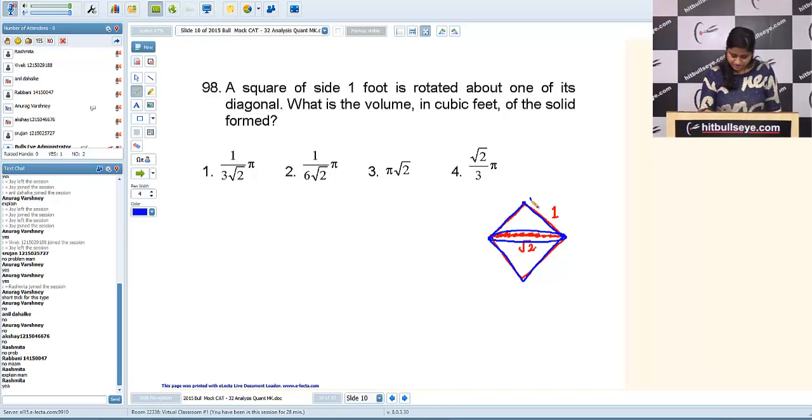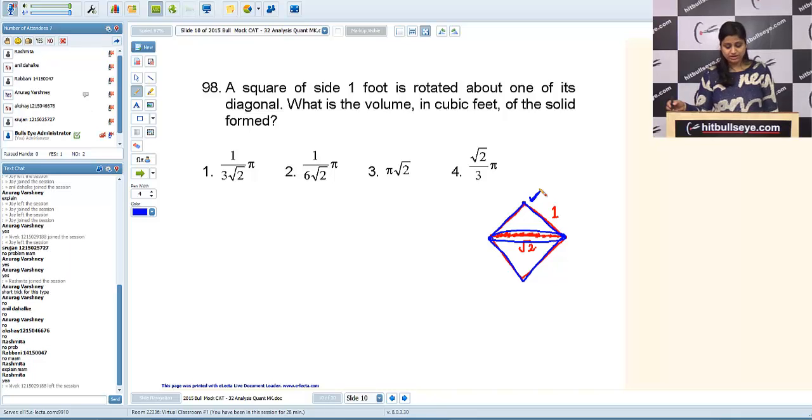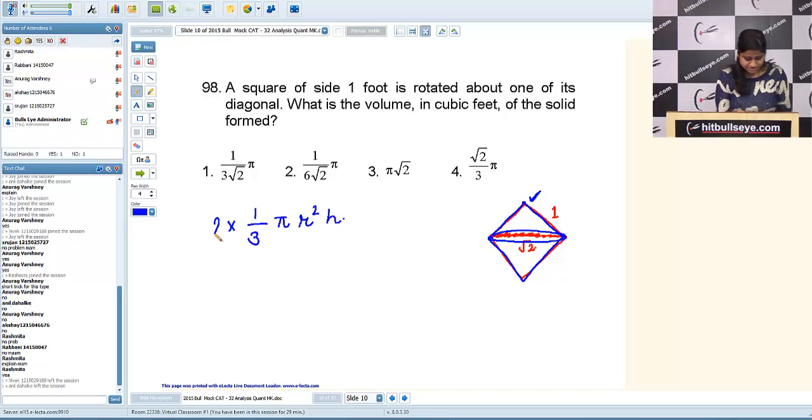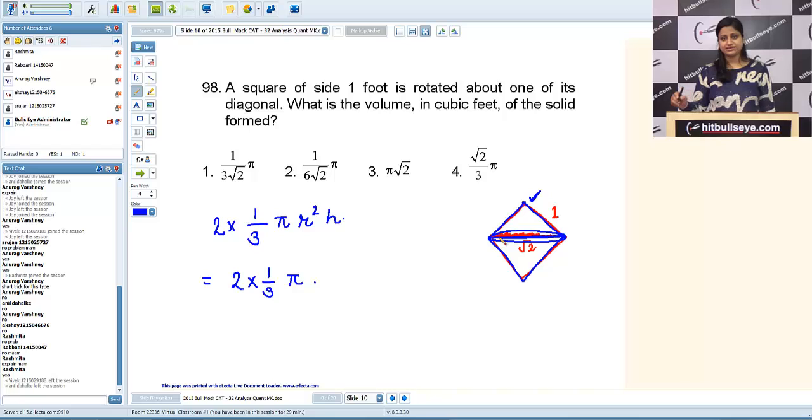Obviously these two cones will be identical. I'm taking the upper cone and we want to calculate the volume here. What is the volume of a cone? That is 1 by 3 pi r square h. Since we are talking about two cones, I'm multiplying this by 2. So it will be 2 into 1 by 3 pi. Now, what is r here? As you can see, the complete base is the diagonal and the length of the diagonal is √2. That's why its radius will be √2 by 2.